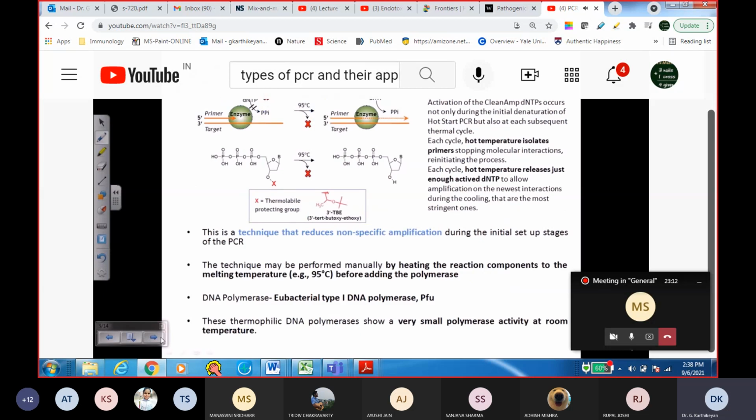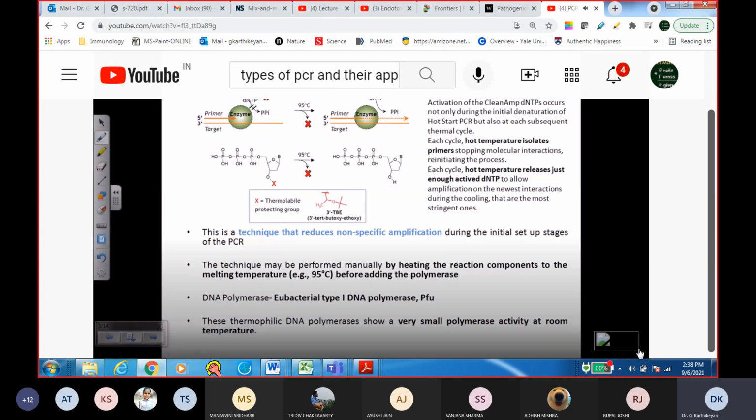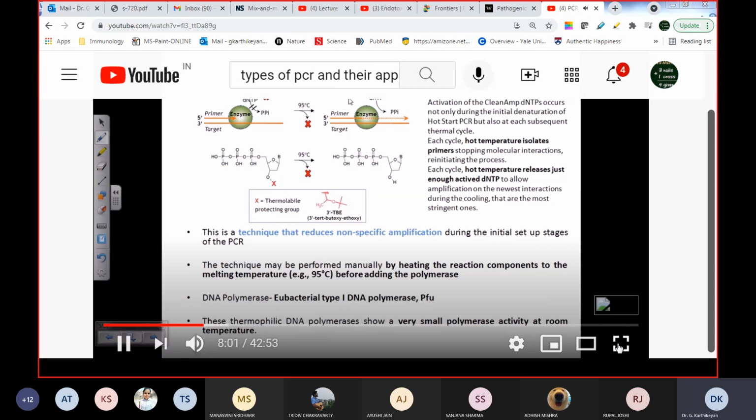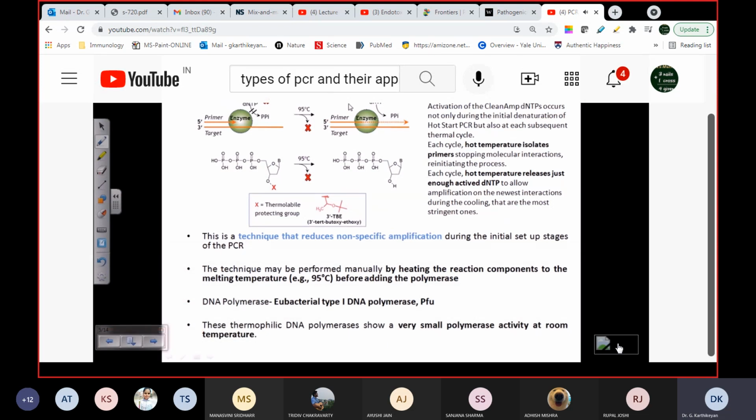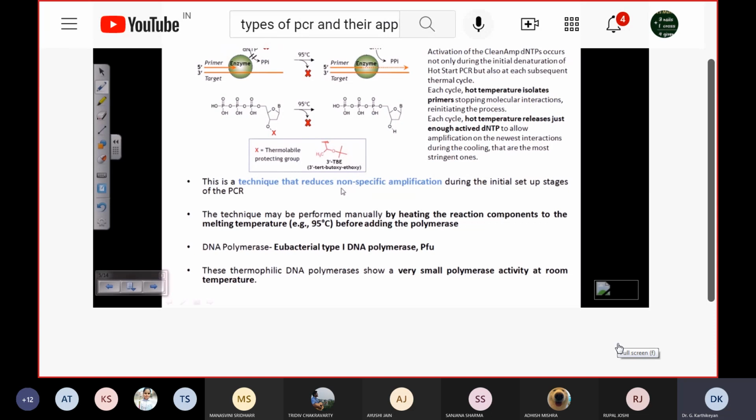Now let us talk about the hot start PCR. As the name suggests, hot start means this kind of PCR begins with a very hot temperature. A temperature like 90 or above 90 degrees Celsius, almost 95 to 100 degrees Celsius. So why is it done in this way? Because this technique is used to reduce the non-specific amplification. Now what happens actually when we first add all these things, all these primers and templates.